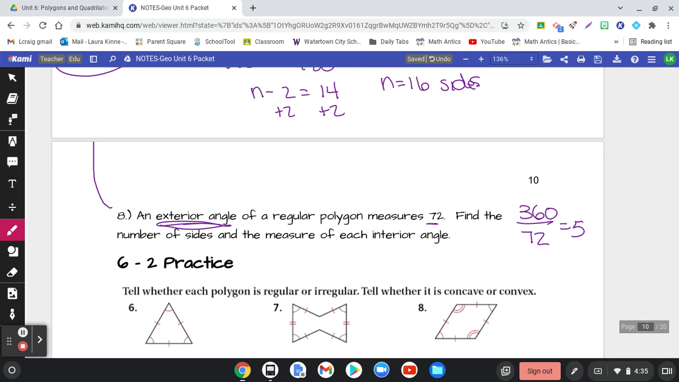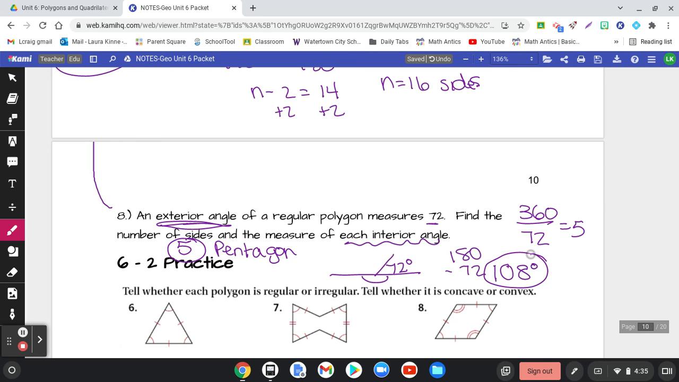So an exterior angle of a regular polygon is 72. Find the number of sides. 5 sides. So it's a pentagon. And the measure of each interior angle, remember they are supplementary. So if it's 72, subtract from 180. So the interior angle is going to be 108 degrees.